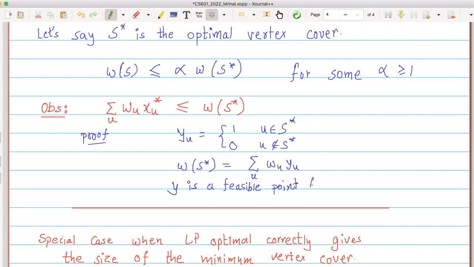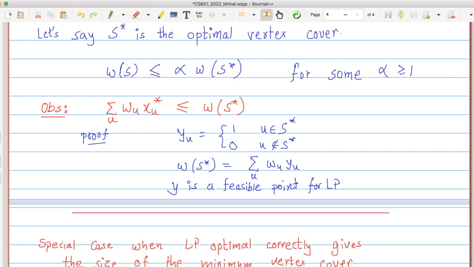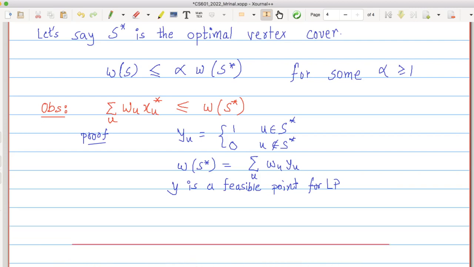and hence you can say that the optimal value, the objective value at the optimal solution, is of course going to be less than or equal to the objective value at any feasible point. That's how you prove that your LP optimal value is always going to be less than or equal to the weight of the optimal vertex cover.